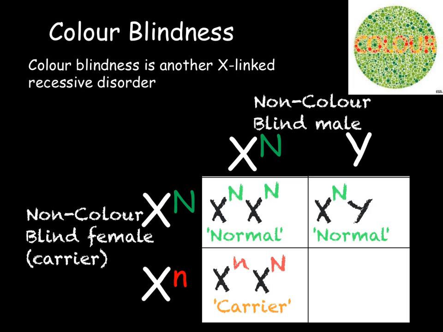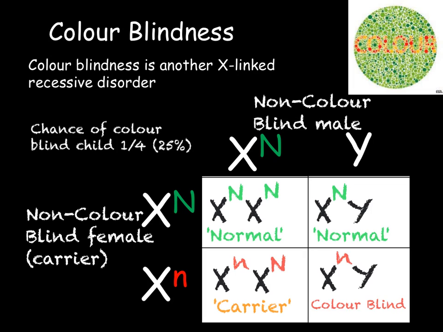And then finally we have X small n Y, so it is this person down here who is going to be our colourblind male. So the chances of this couple having a colourblind child would be 1/4, so it would be a 1 in 4 chance. However, if the couple were to screen their child before birth and knew they were going to have a boy, then the chance would rise to 1 in 2, so 50% chance.